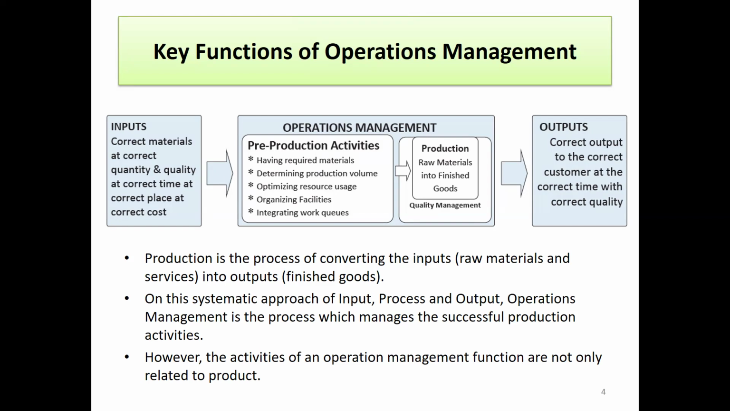So under inputs, you can see correct materials at correct quantity and quality, at correct time, at correct pace, under the correct cost. Right material in right quantity and right quality, at the right time, at the right place, in the sense the correct production process, right? Then look at the box operations management.